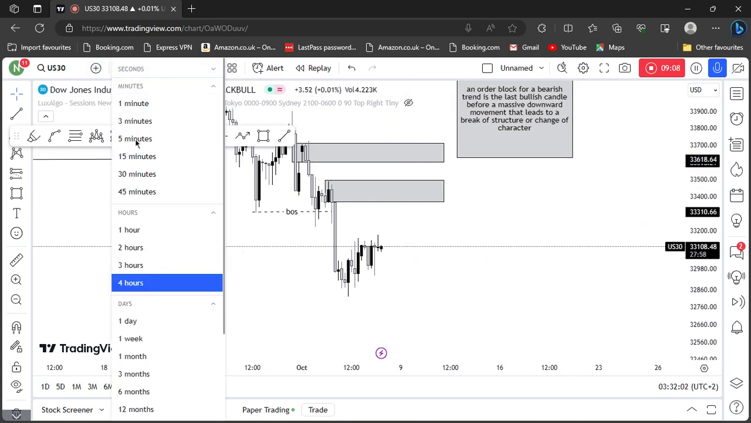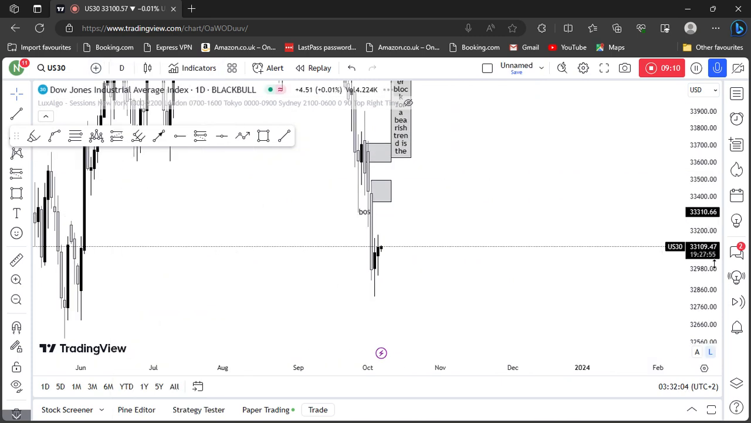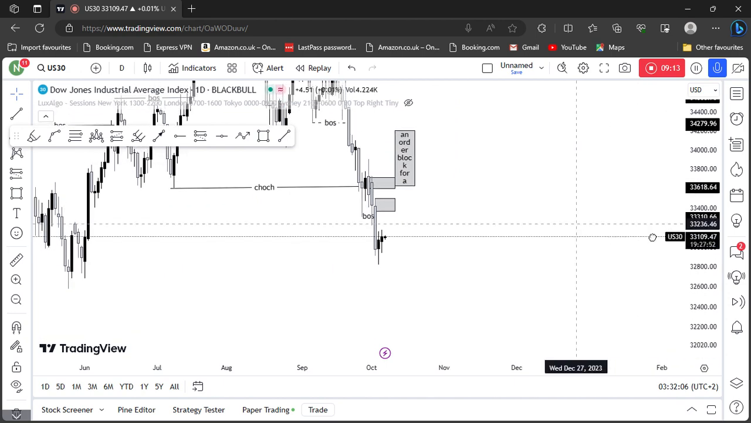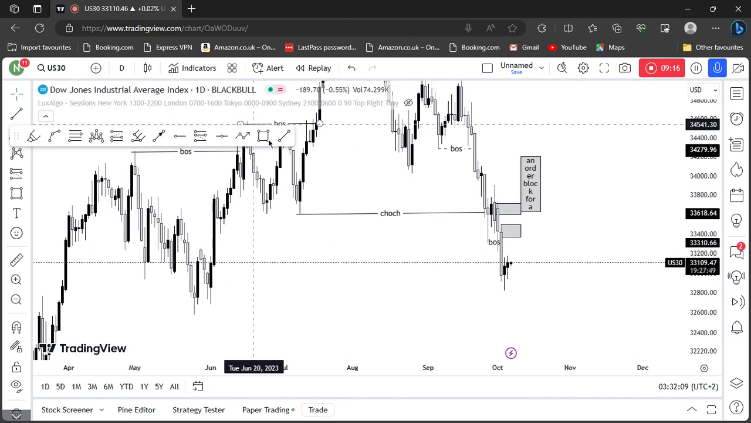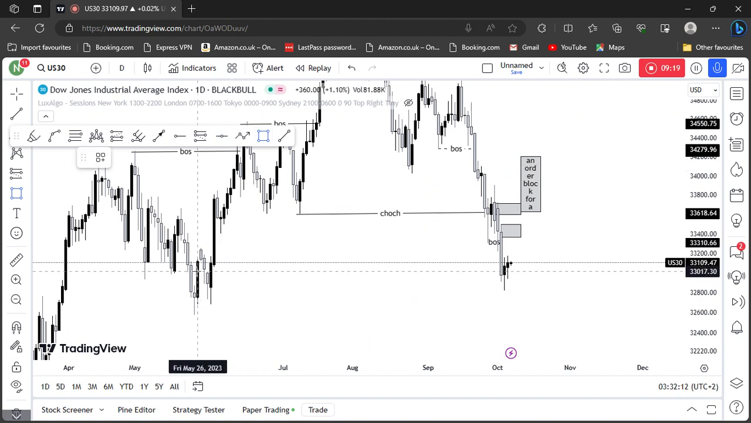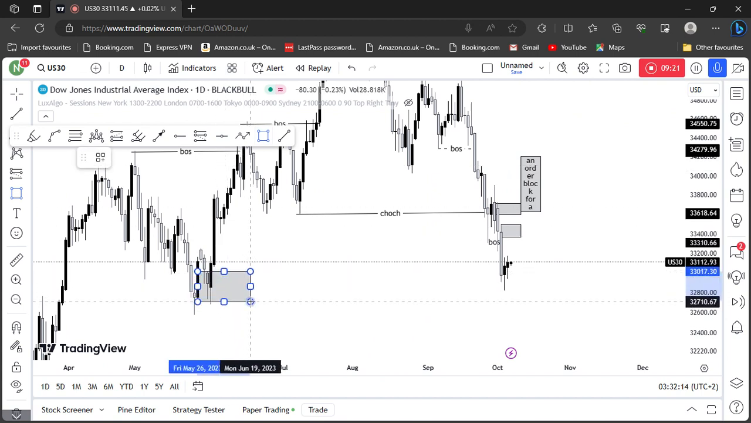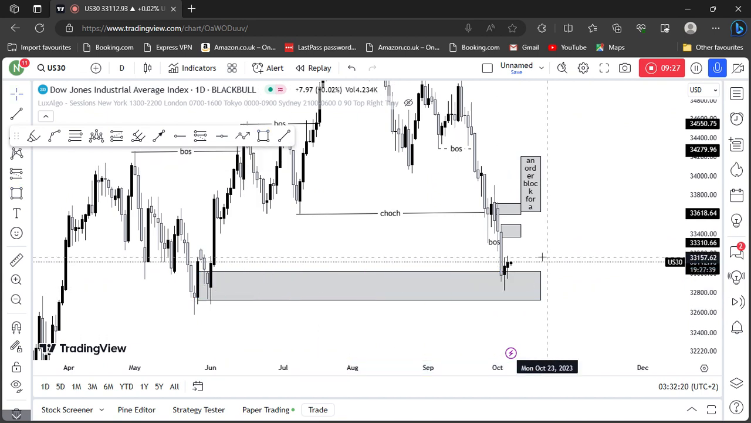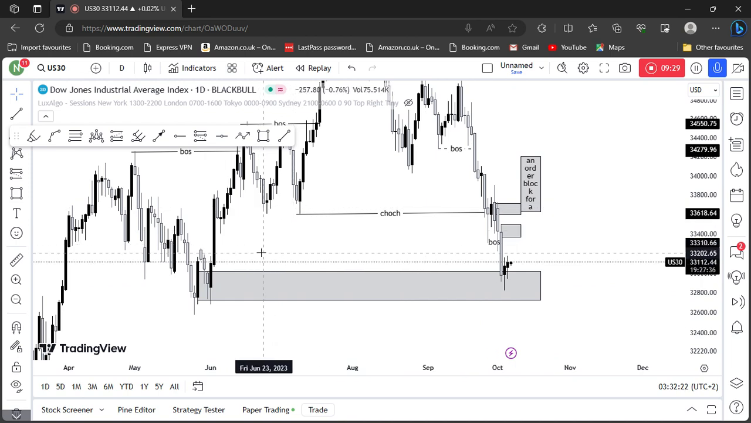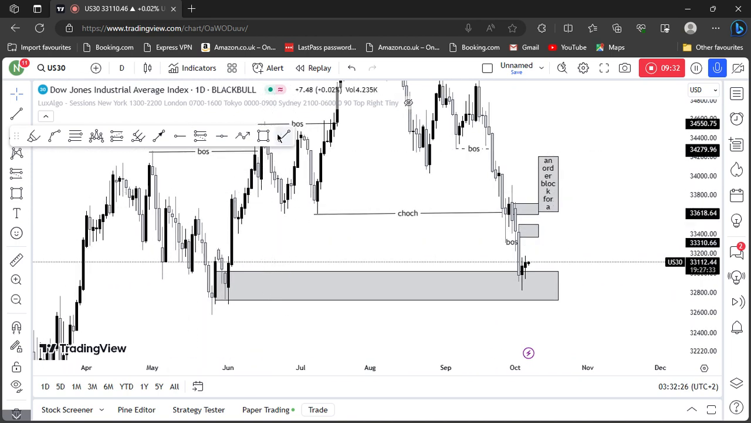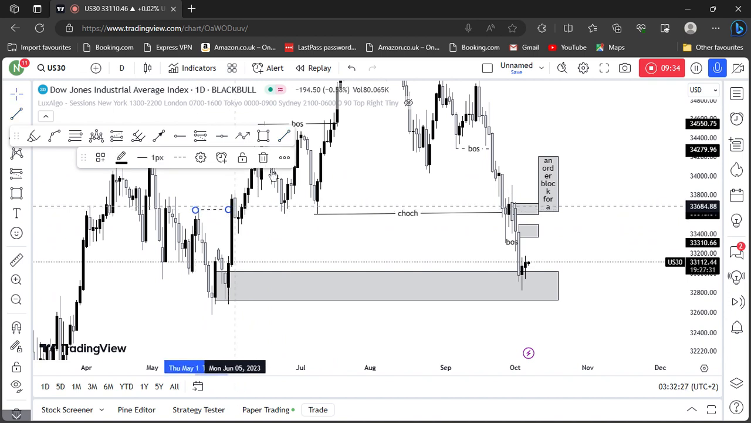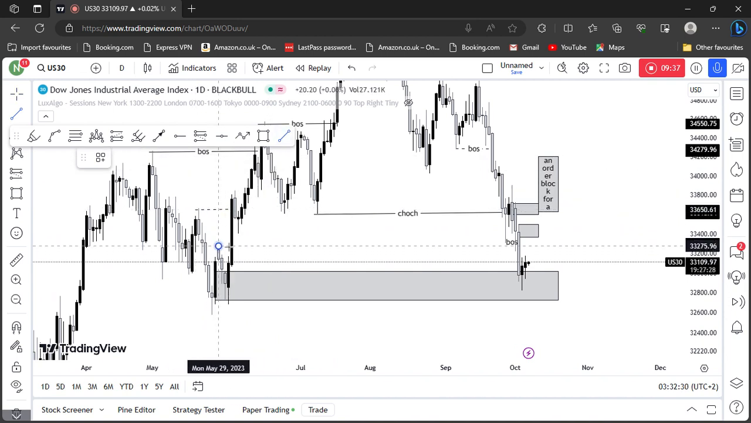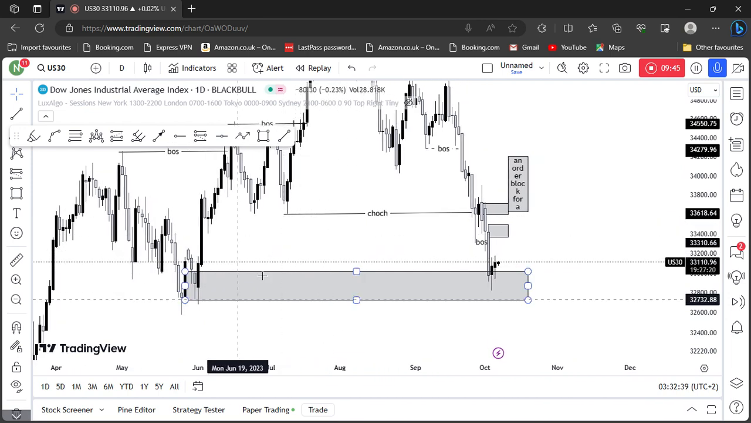So going back to the daily chart, we also see that the market now is on a daily order block right here. It's on the daily order block, but this is for a bullish trend, right? An order block for a bullish trend is the last bearish candle before a huge bullish movement, right? This order block gave us this break of structure right here on the 1 hour and this break of structure right here on the 1 hour, right? So we see that the market is currently respecting that order block.